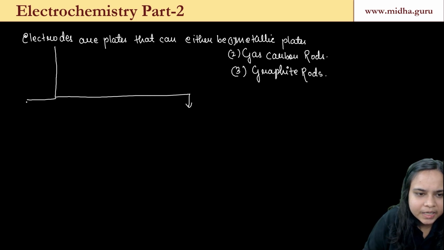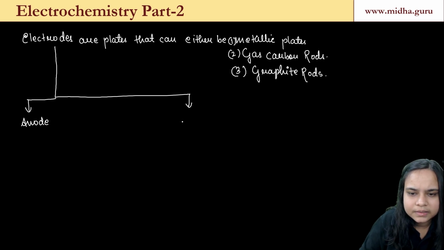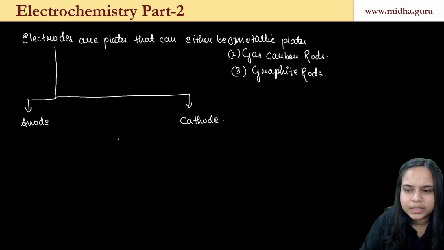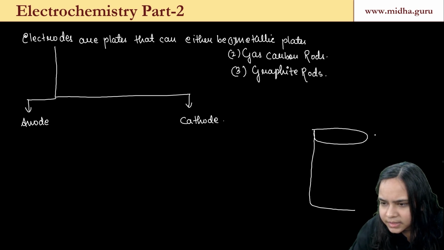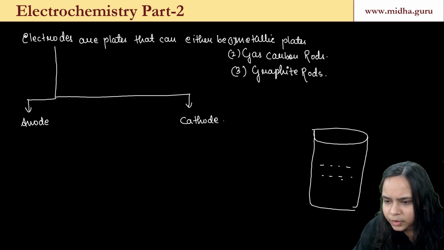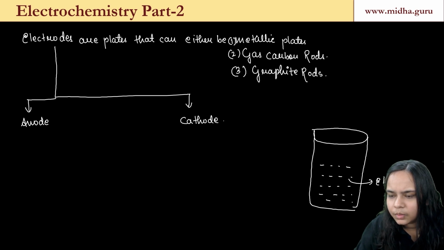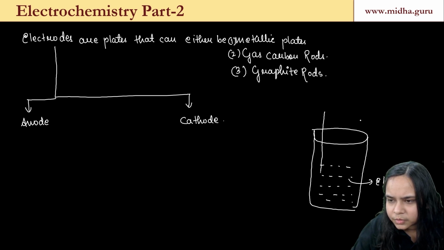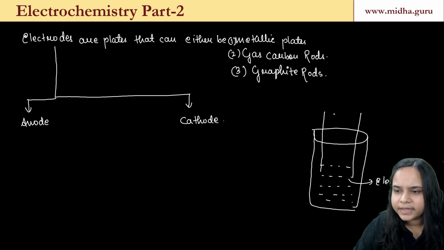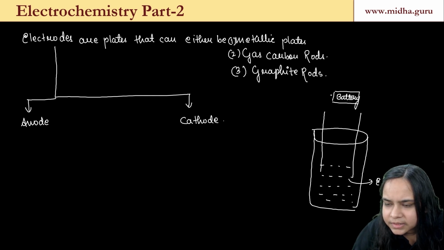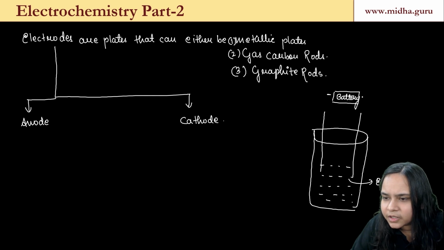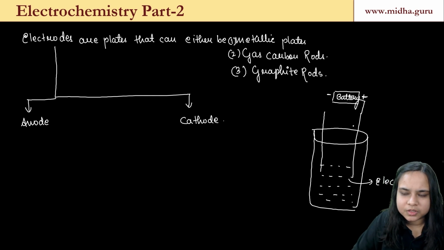Electrodes are categorized further into two types, that is anode and cathode. Okay, now let's understand the concept of electrodes. If we consider a vessel, and we have put here electrolyte. Now we have kept two electrodes on either side, and these electrodes are connected with a battery. Let's consider this terminal to be the negative terminal and this terminal of the battery to be the positive terminal. If we connect this positive terminal with this electrode, this electrode becomes positive in nature and hence becomes an anode.